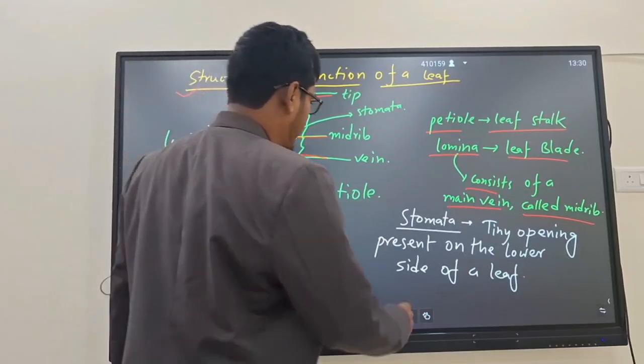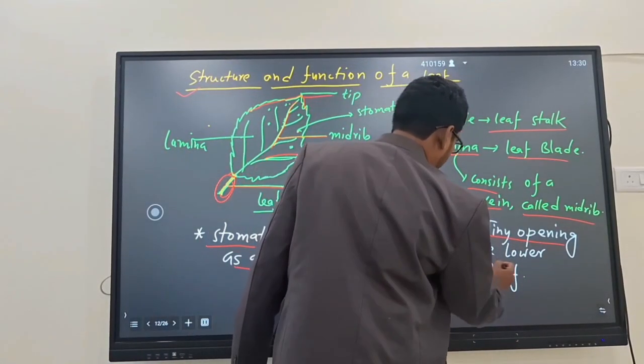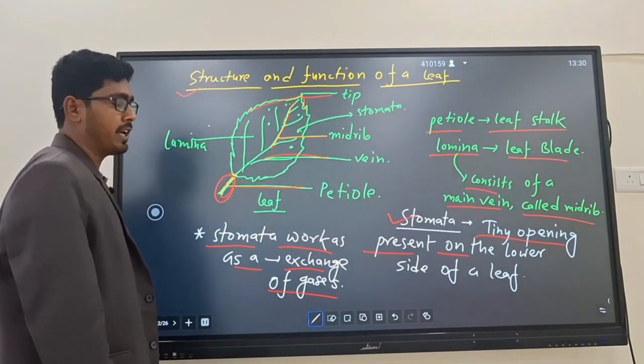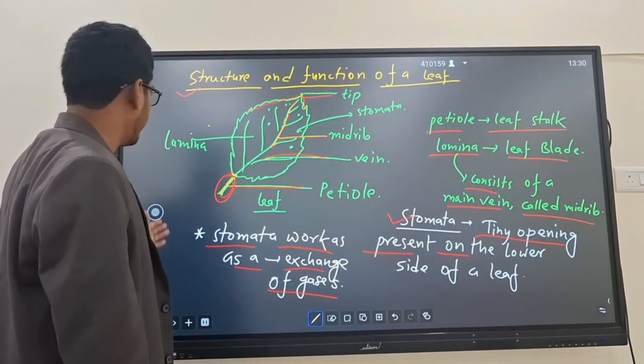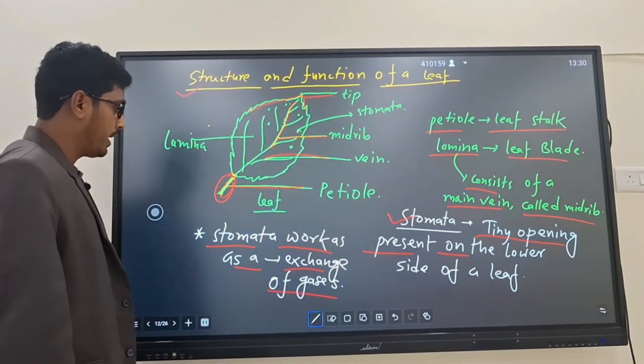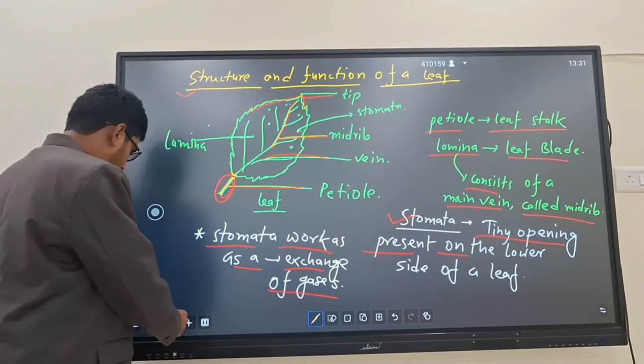What is stomata? Stomata are tiny openings present on the lower side of a leaf. Gas exchange happens through the stomata: carbon dioxide is taken in and oxygen is released out through the stomata. Okay, now move to the next slide.